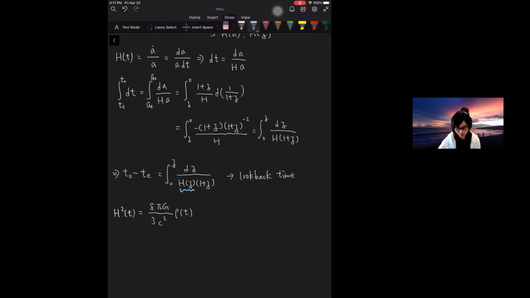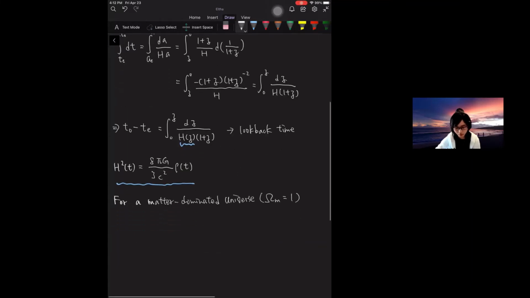So this is, I think, also called the Friedmann equation. This is a very important equation in Friedmann cosmology. So let's consider if we are in a matter-dominated universe, and that means omega m equals 1.